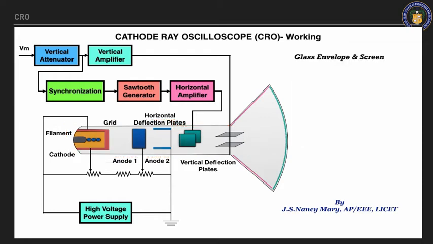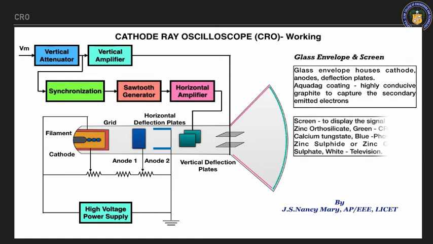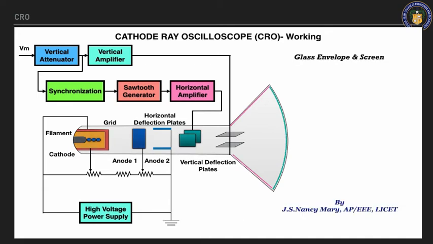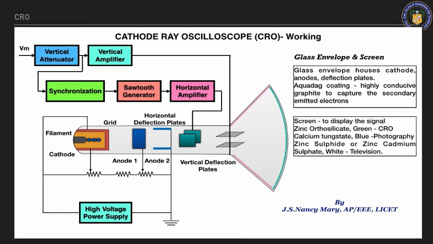First one is the glass envelope and screen. So you know this is your glass envelope. We have the coating, as I told you, which is used for capturing the secondary emitted electrons. And then we will have the screen. It is also coated. If it is coated with zinc orthosilicate, which is green in color, it is used in CRO. If it is calcium tungstate, blue in color, it is used in photography. And if it is zinc sulfide or zinc cadmium sulfide, it is used in white television. So this is regarding the glass envelope and screen.